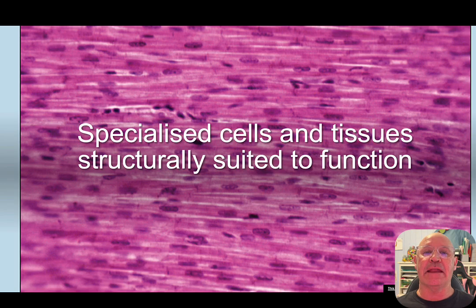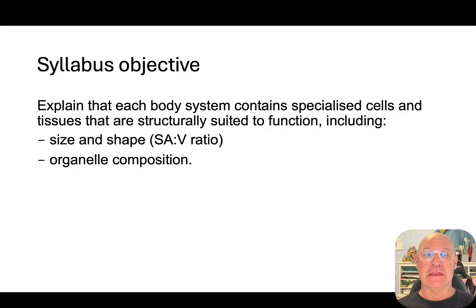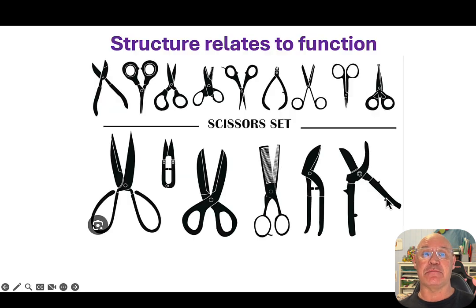So let's talk about how cells and tissue have specialized structure that is specific to their function. There's a syllabus objective here. So we're going to look at this by looking at some examples. But essentially, a nice analogy for this is to consider scissors.